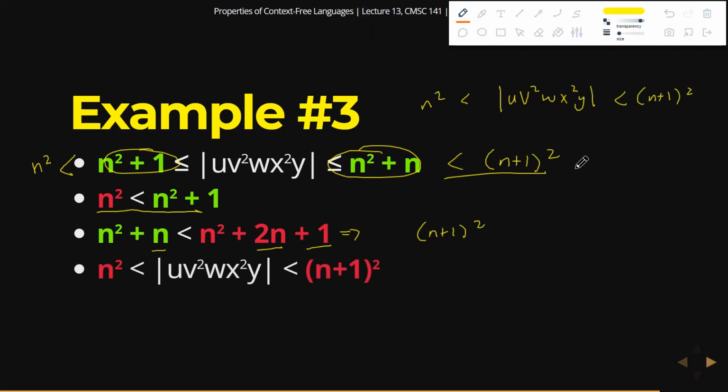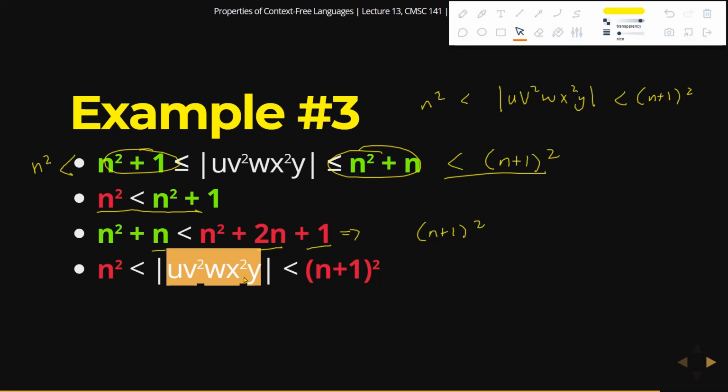Okay, so you have that one. So n squared is less than the length of the pumped up string, which is less than (n plus 1) quantity squared. Now, why are we showing this? Well, the reason is that supposedly the pumped up string has to be part of the language, right?